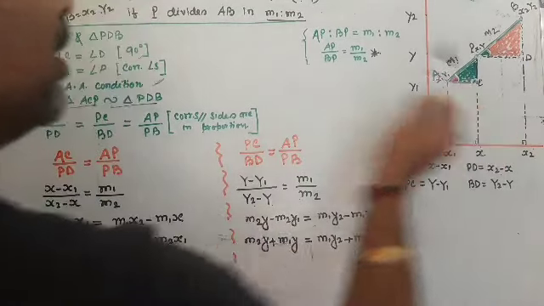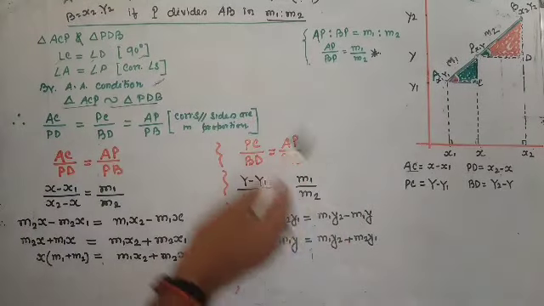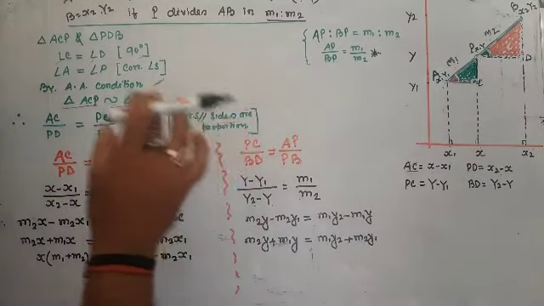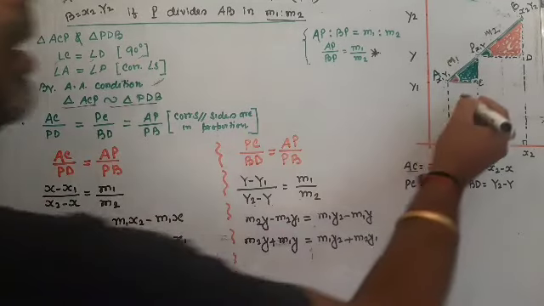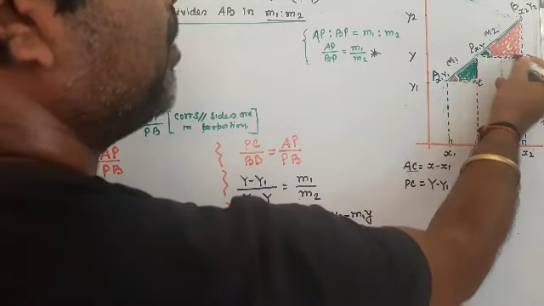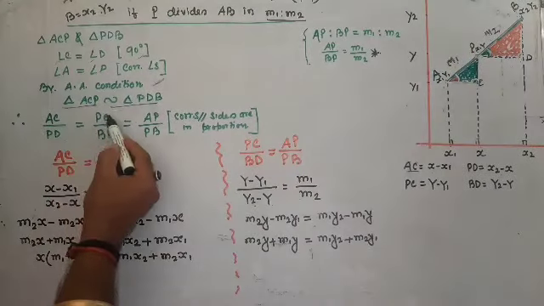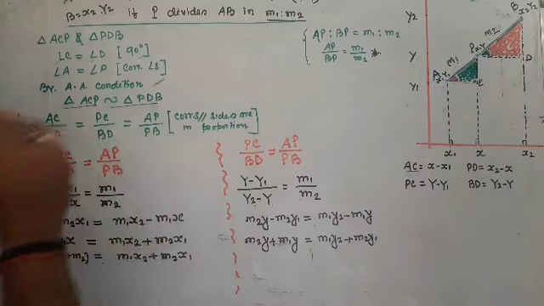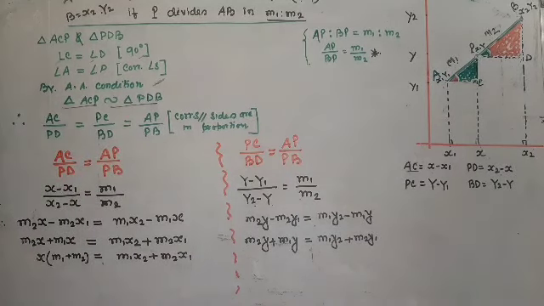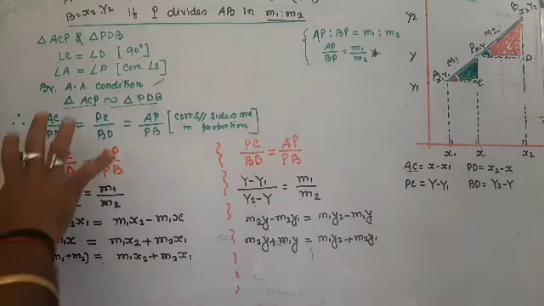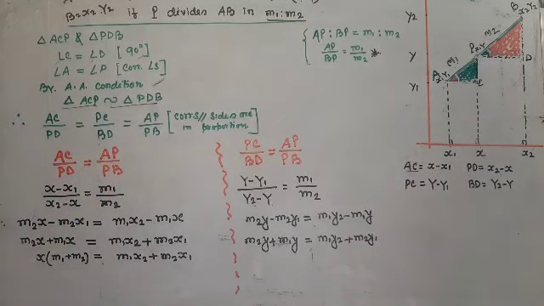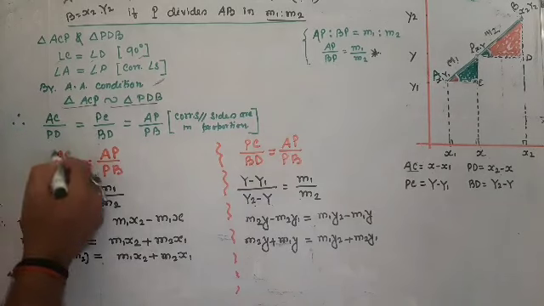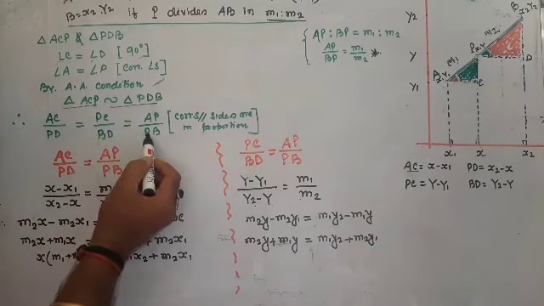We know that if two triangles are similar, then their corresponding sides are in proportion. So here AC corresponds to side PD, so AC by PD is equal to PC by BD is equal to AP by PB. From here it is clear that these two triangles are similar and their sides are in proportion.